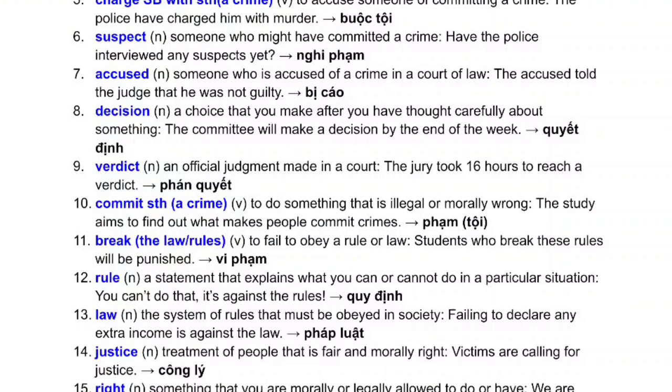Number 8. Decision. Decision is a choice that you make after you have thought carefully about something. Example, the committee will make a decision by the end of this week.